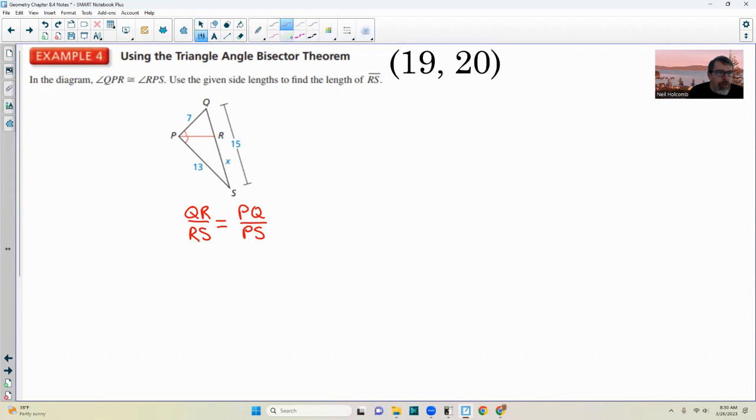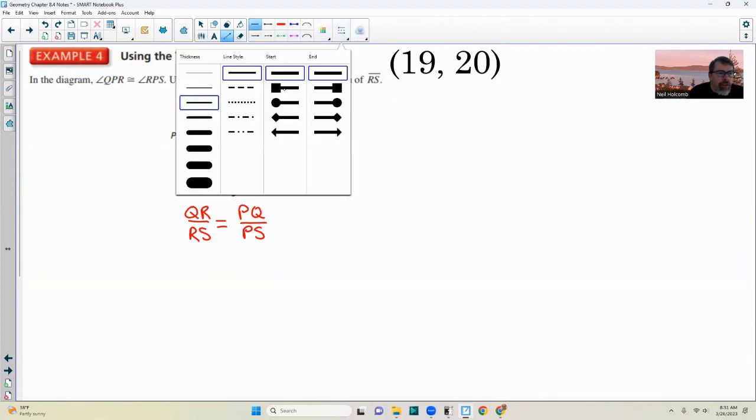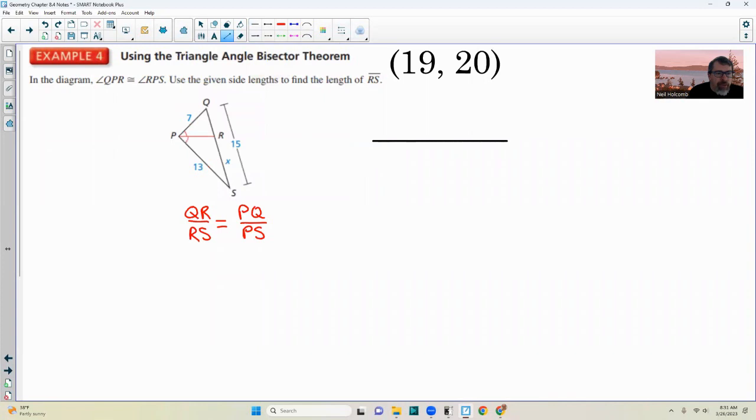Now all we do is substitute in the givens. It's very simple. Write the formula from the theorem, substitute the givens, and then you have an algebra problem. QR we don't know. But we know the whole thing is 15 and RS is X. So this is taking into consideration what is called the sum of segments. It's like if you have two pieces of something, then they add up to the whole thing.